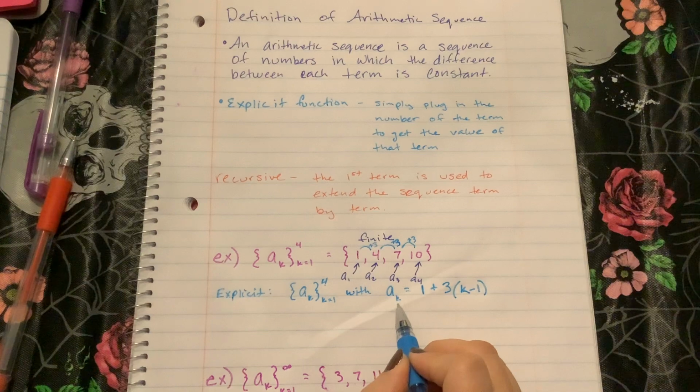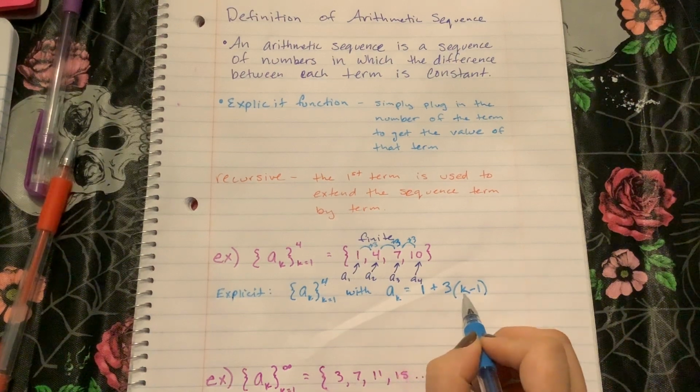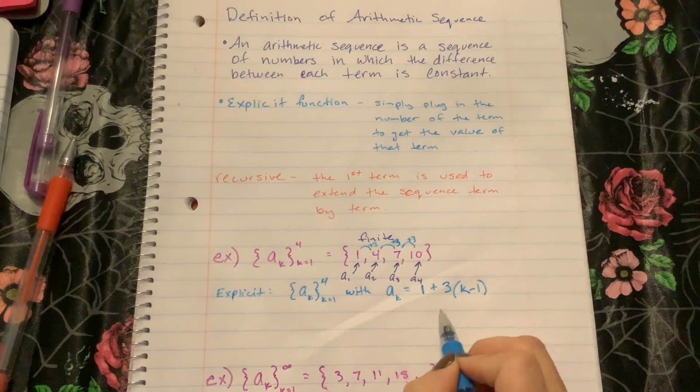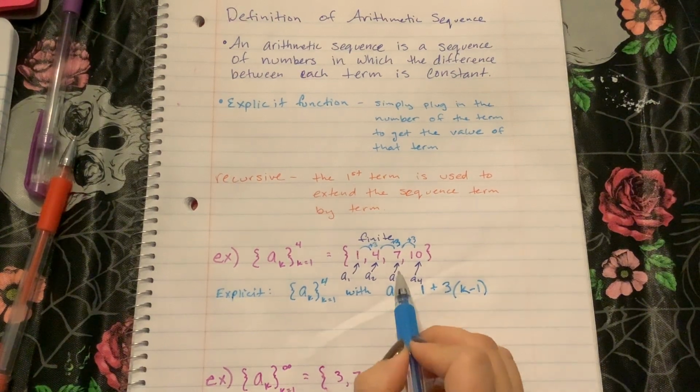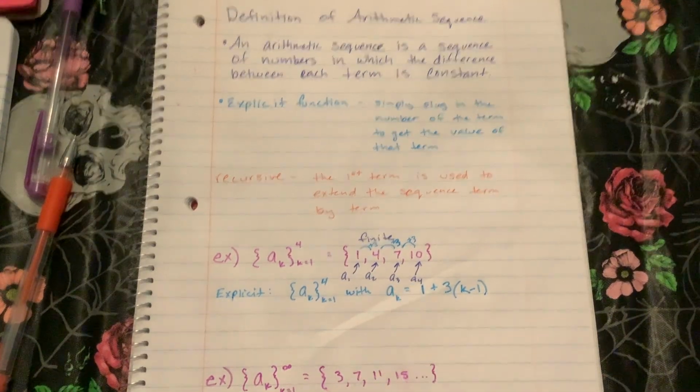If we would do the same thing if we were trying to find the 3rd term, then we would use 3 as k, and that means that we would substitute 3 in for k here because we are trying to find that term. 3 minus 1 is 2. 2 times 3 is 6, plus 1 is 7, so you can see that the 3rd term is 7.